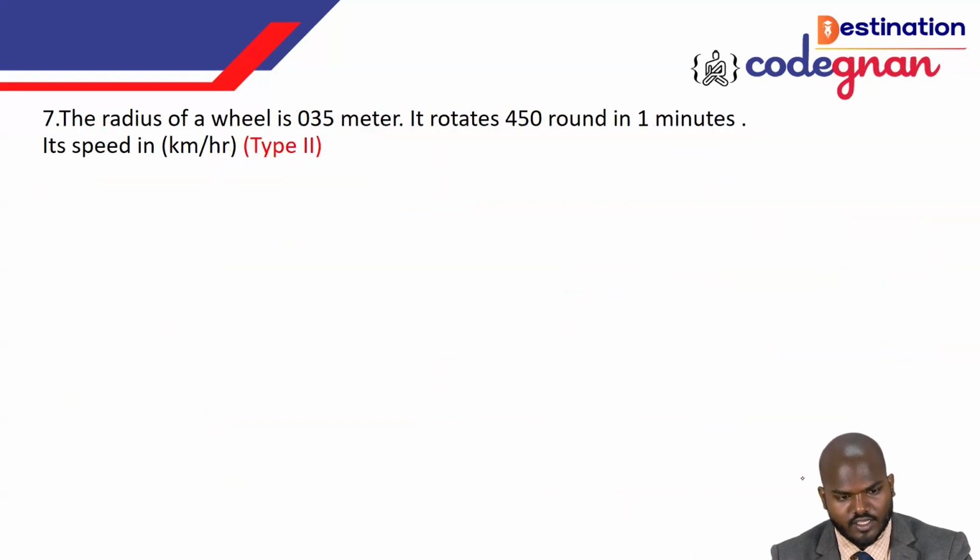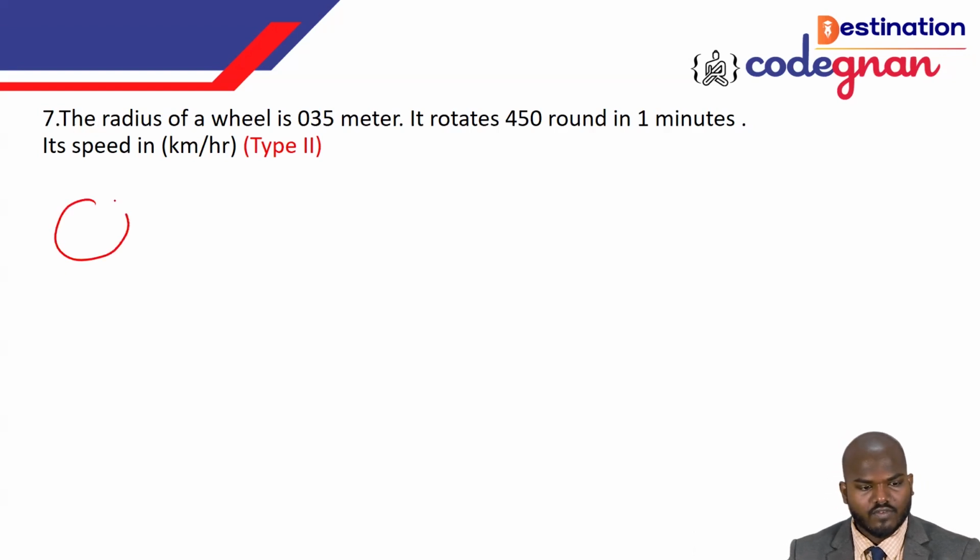And next one, we have one important question. Many places they have asked this question, but none of them know how to resolve it. But you must know it here, guys. They have given a very simple way. They are saying that the radius of the wheel is 0.35 meter and it rotates 450 rounds in 1 minute. So we have the wheel.